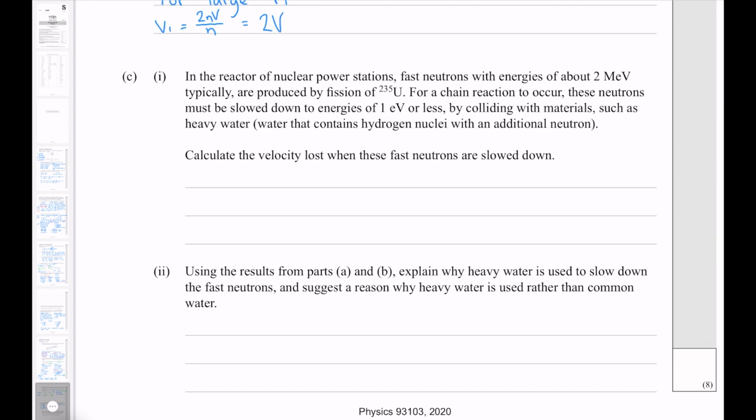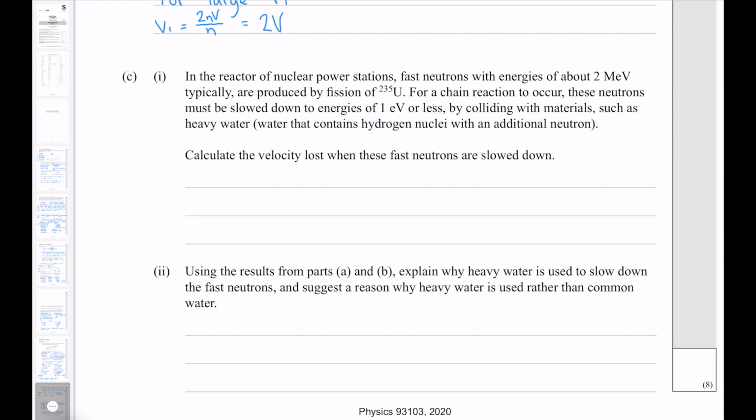In the reactor of nuclear power stations, fast neutrons with energies of about 2 MeV typically are produced by fission of 235 uranium. For a chain reaction to occur, these neutrons must be slowed down to energies of 1 electron volt or less by colliding with materials such as heavy water that contains hydrogen nuclei with an additional neutron. Calculate the velocity lost when these fast neutrons are slowed down.